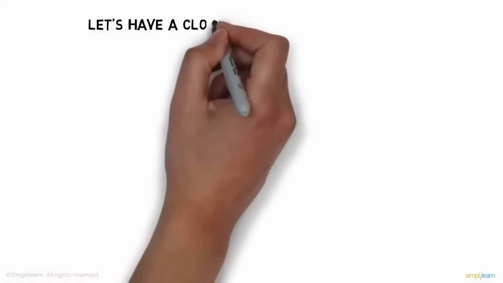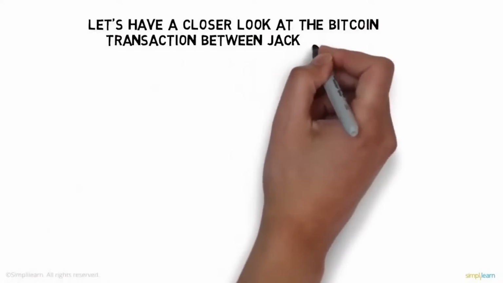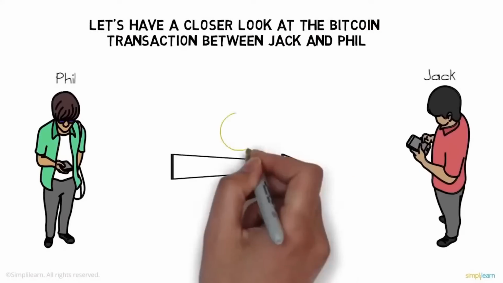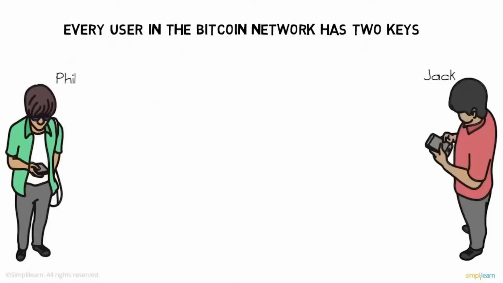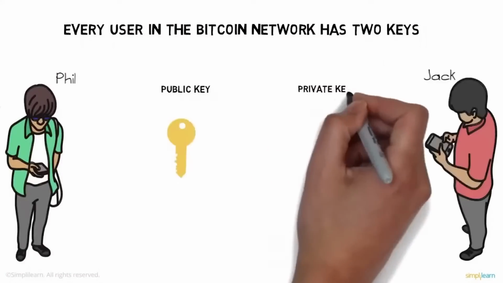Now, let's have a closer look at the Bitcoin transaction between Jack and Phil and find out how it works. Every user in the Bitcoin network has 2 keys, a public key and a private key.